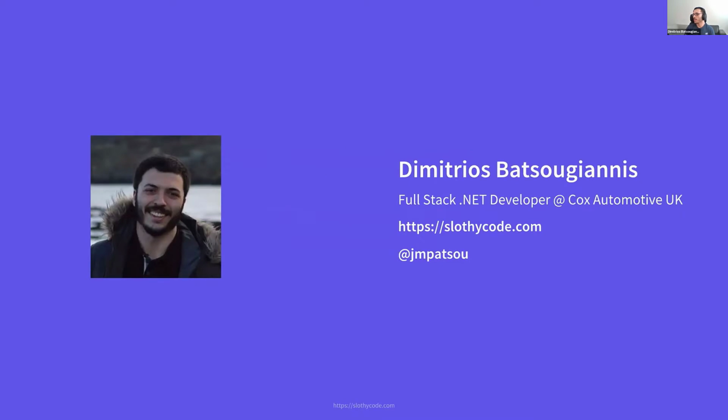A few words about me. My name is Dimitrios. As I mentioned before, I live in Manchester and work as a full-stack .NET developer for Cox Automotive. As far as my adventures, I blog on slowthicode.com and you can also find me on Twitter.